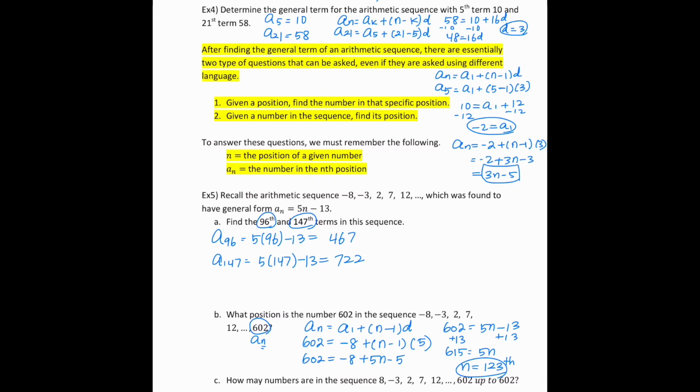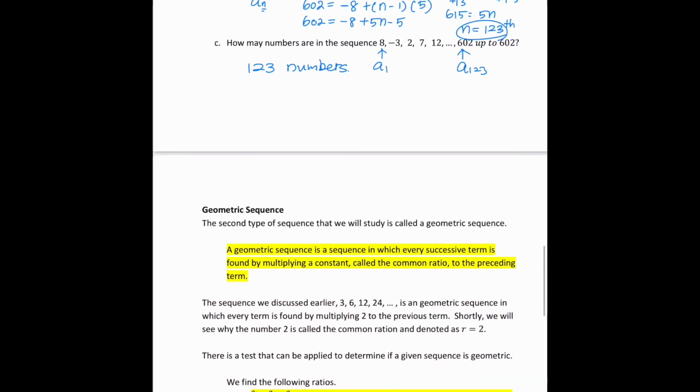How many numbers are in the sequence we have? So there will be 123 numbers. Okay, because this is a sub 1 and this is a sub 123, which means there are 123 numbers.